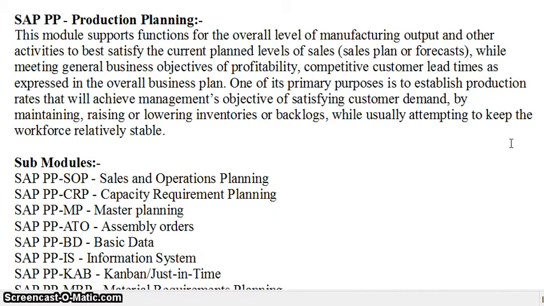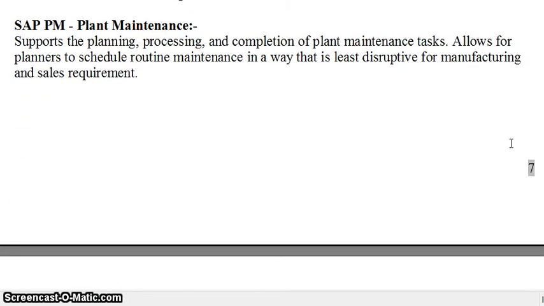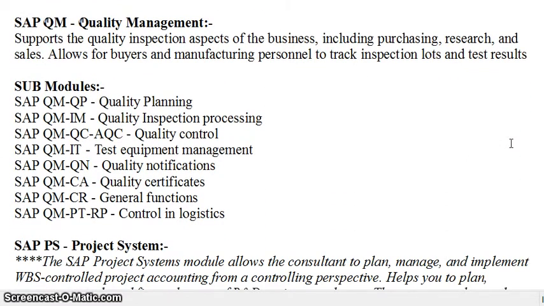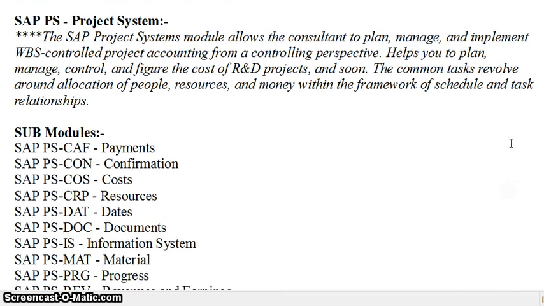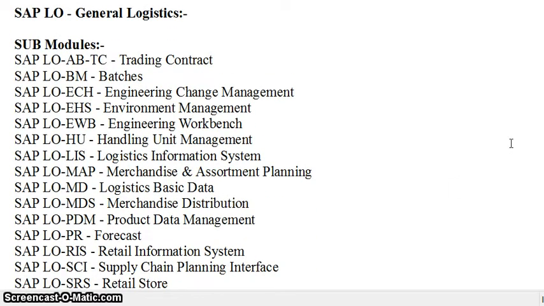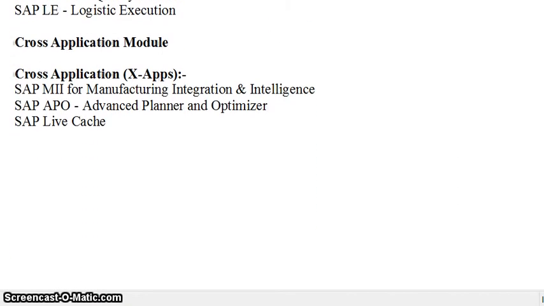Product planning, it has submodules too. And then you have your plant maintenance module, which has many submodules. You've got your quality management, which has many submodules. You've got your project system, which has many submodules. You've got general logistics, which has many submodules.